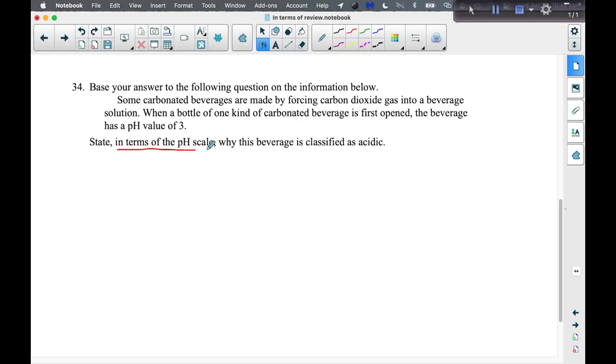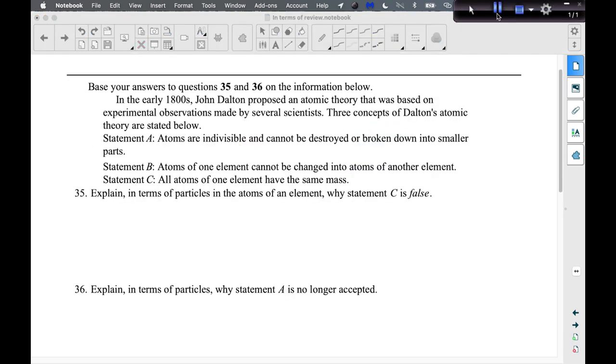In terms of the pH scale, why it is acidic, so you have to mention the placement on the pH scale, and you would say because the pH is below 7. In terms of the pH scale, it is acidic because it is pH below 7.